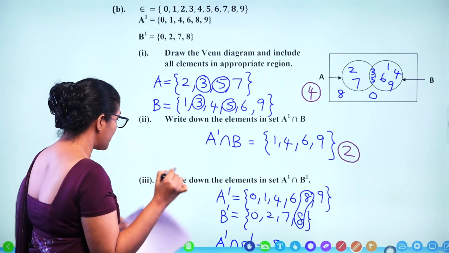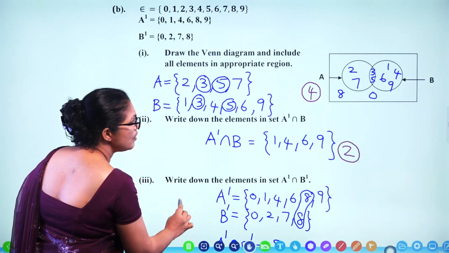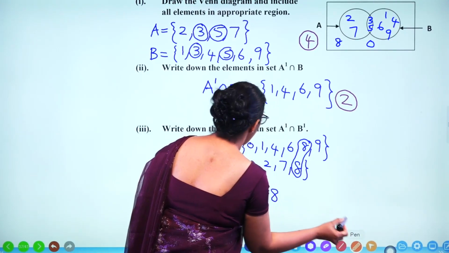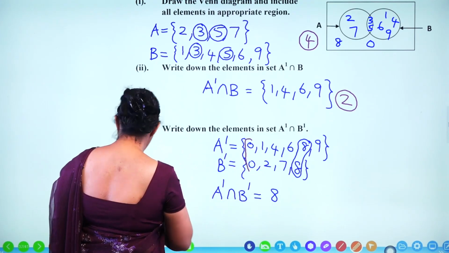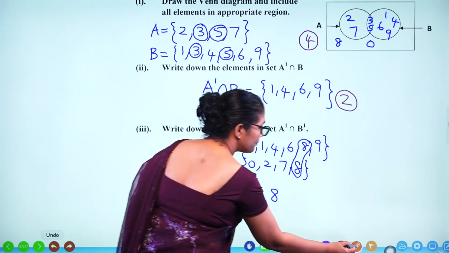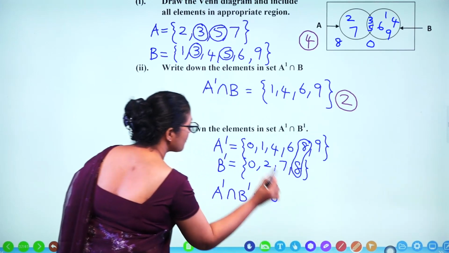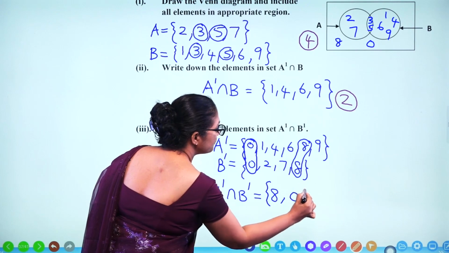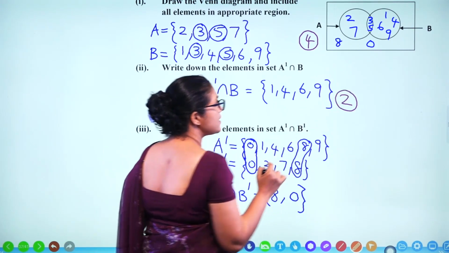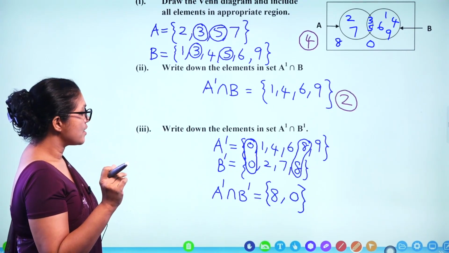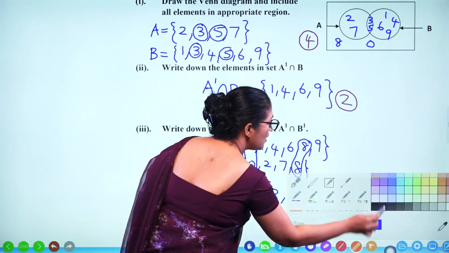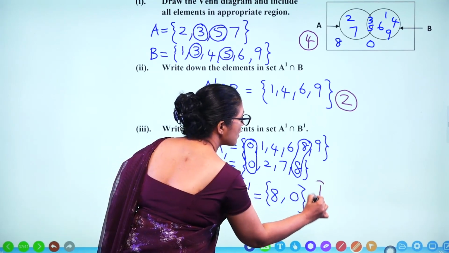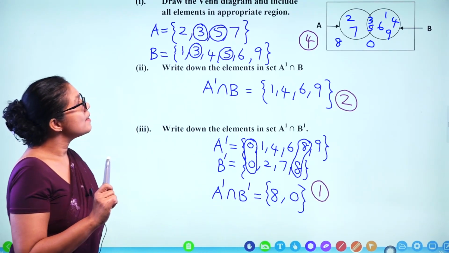And the last one, we forgot to write down 0. 0 is also common. Yep, 0 is common, so we have to write 0 as well. So 8 and 0, A union B whole thing dash. So here how many marks do you get for that? Just 1 mark. So that's the last question in the paper.